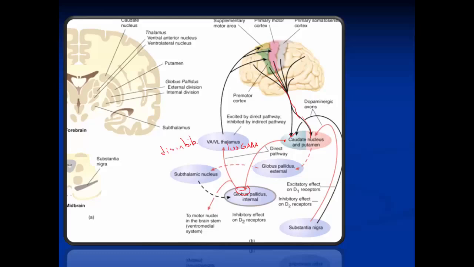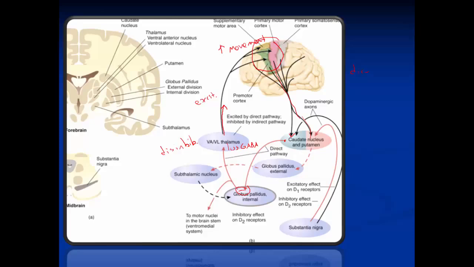If I get disinhibition of this, what does that do? That means now this is going to be excited. When this is excited now, I'm going to stimulate all the motor cortices, and I get an increase in movement. Okay, so by exciting inhibition of inhibition, I get excitation.